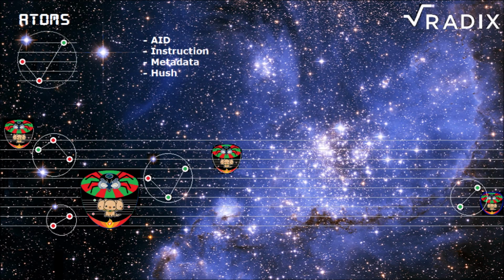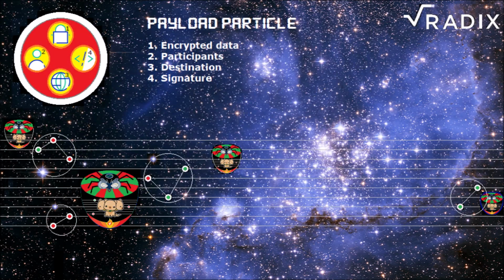Atoms have some data too, but it's largely metadata, and they define the order of execution of the particles. The maximum number of particles in an atom, local copies, is limited to 1 million. All atoms contain at least one particle having an endpoint destination, a receiver, represented by an endpoint address. This particle is called a payload particle, serving as communication. The payload particle consists of encrypted data, participants, destination, and signature.